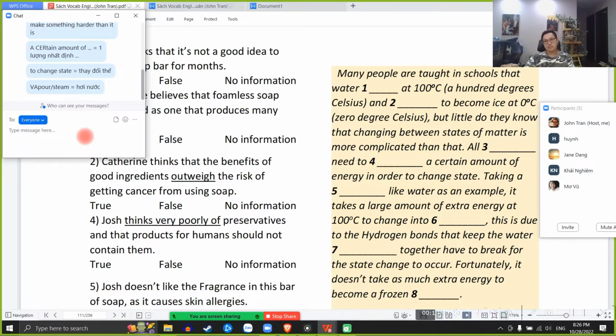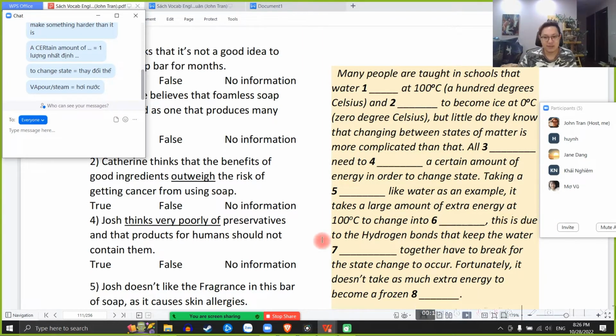You learned about physics before, right? So in order to change from a state to another state, you need an extra amount of energy. It needs a very large amount of extra energy at 100 degrees Celsius to change into vapor or steam.